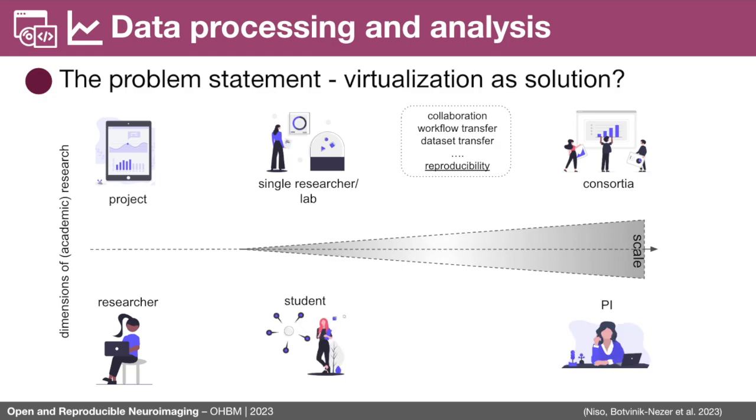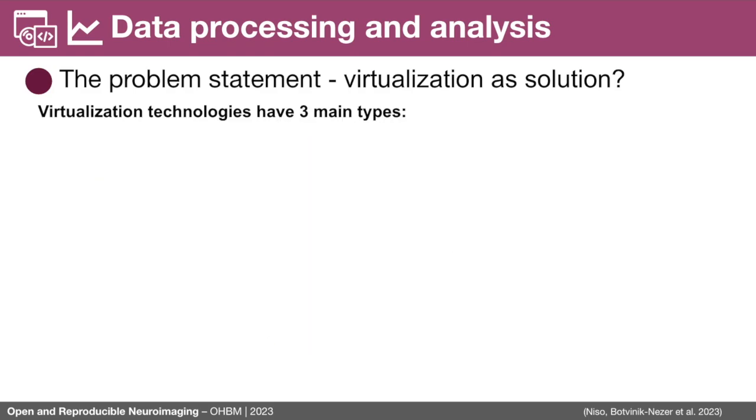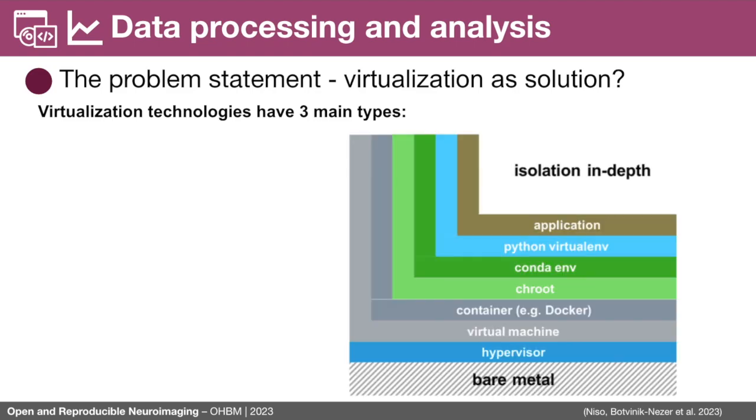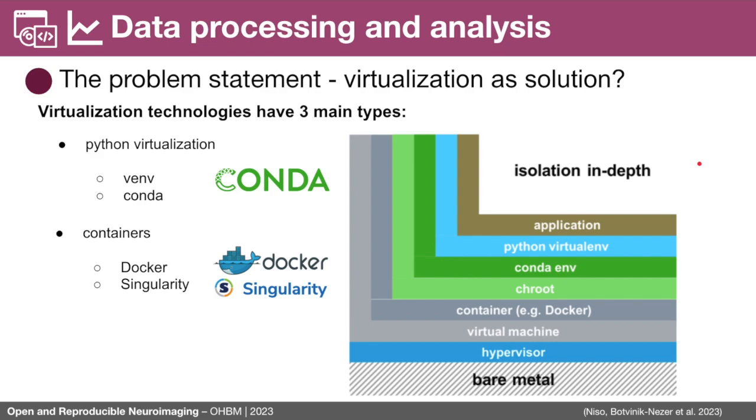If you focus on the researcher dimension, going from student to PI, we have comparable factors like continuation of projects, workflow transfer, data set transfer, and of course, overall reproducibility again. And you can already see how each and every single aspect here and interaction thereof would actually benefit from virtualization techniques. These techniques have three main types that you may want to remember, being situated on the spectrum from a bare metal installation to an isolation in depth, starting with Python virtualization, with tools and resources like venv or Conda, software container technologies like Docker or Singularity, and finally, virtual machines like VirtualBox or VMware.